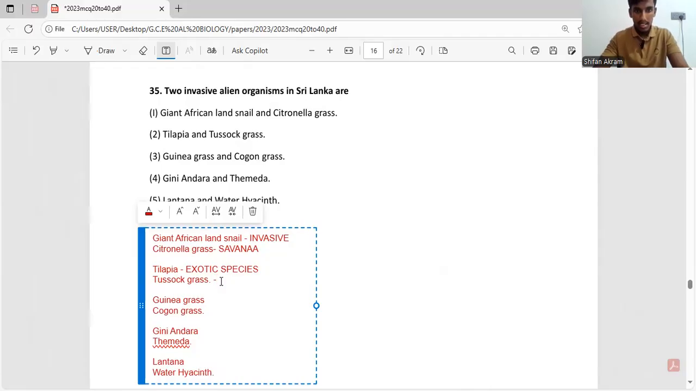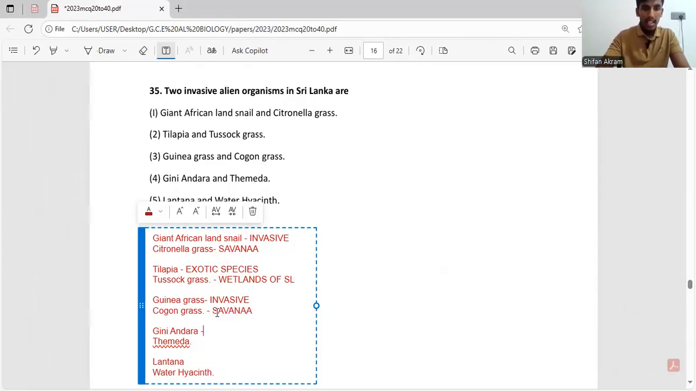Right, then we have tussock grass. Tussock grass is also another type of grass found in the wetlands of Sri Lanka. Then we have Guinea grass and Kogon grass. Guinea grass is an invasive plant species, and Kogon grass is another plant species that is found in the savanna grasslands. Again, the first one is invasive, and second, Kogon grass is usually found in savanna. Again, that is not invasive.